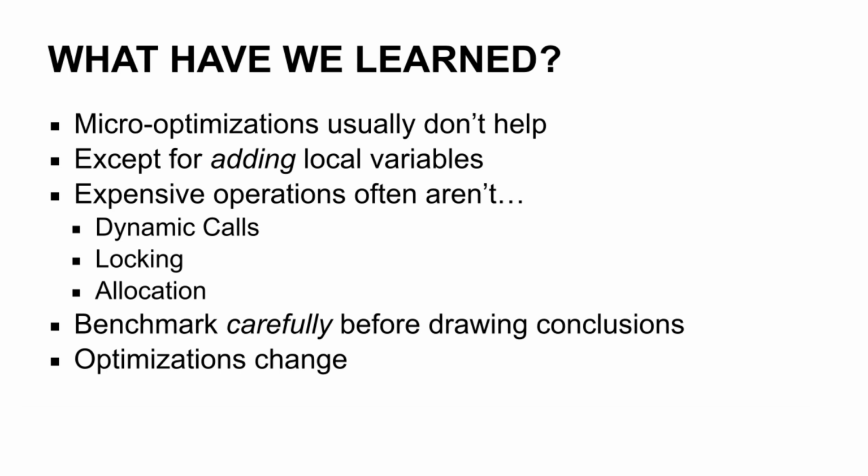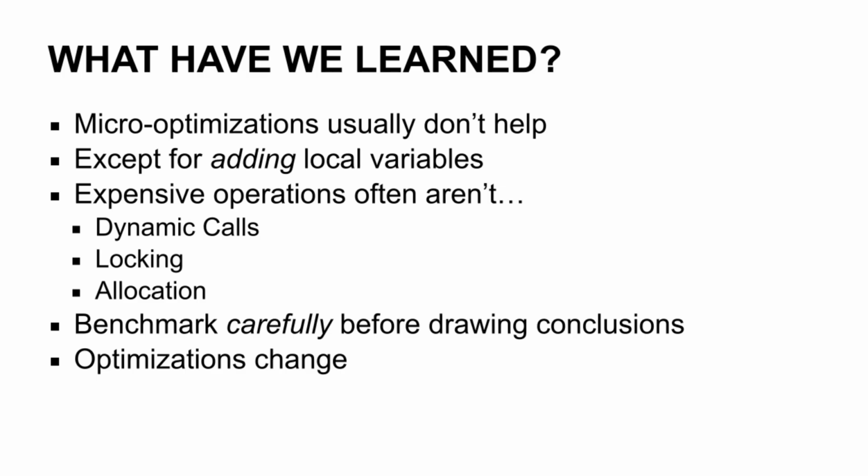However, there are things it can't do, like switching between using heap variables and local variables. Sometimes it can pull that off, but it can't do that if memory changes. So adding local variables can actually be helpful, contrary to what a lot of people would think, which is that they should remove them. And a lot of things that you'd think are expensive, because they're common in Java, we put the effort into making them fast. So dynamic calls, locking, allocation, and garbage collection actually aren't that expensive at all. And because of the complexity, you really have to benchmark carefully before you can draw any conclusions.